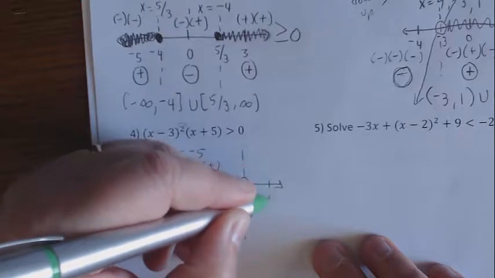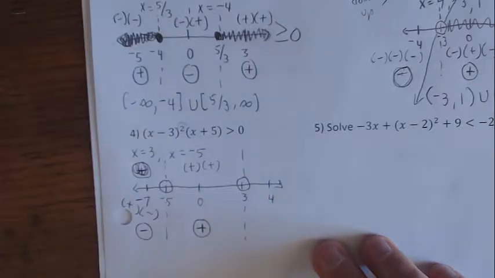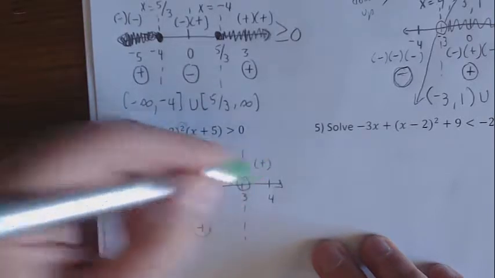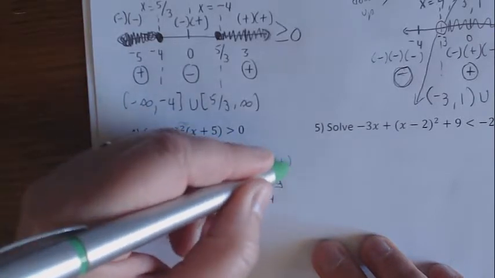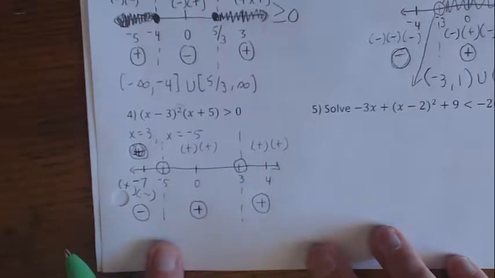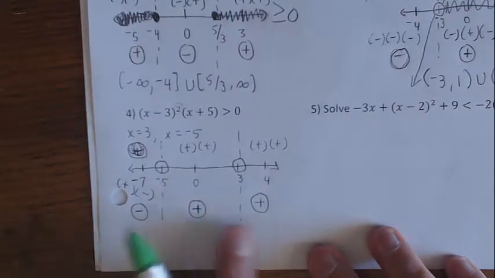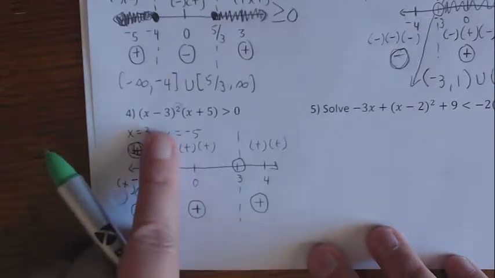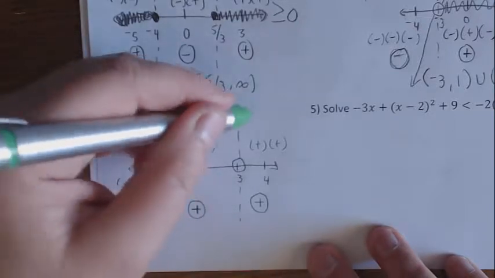Now watch what happens when you put a test number in after 3. You get 4. Let's test 4. 4 minus 3 is 1. 1 squared is positive. 4 plus 5 is positive. You get a positive. And so you can see for the first time we do not have alternating signs. And that is because the 3 had a multiplicity of 2. See the square there?